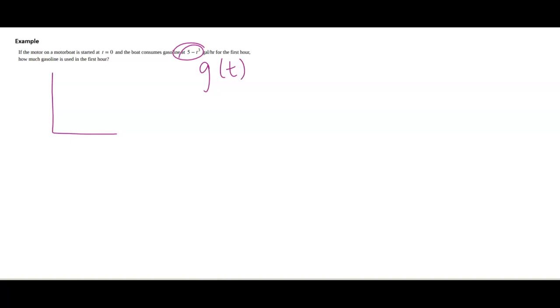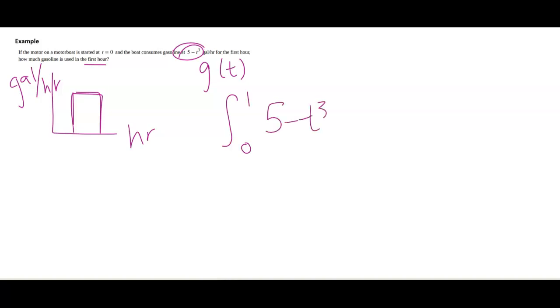Notice that g of t's units are gallons per hour. And then in my time, I'm looking at hour. So if I multiply gallons per hour times hour, I'm left with gallons. The way that I'm going to do that with calculus is I'm going to say, let's take the integral from 0 to 1, because time is 1 hour, of the rate of consumption. And if you're ever given a rate, you should know to integrate. If you're ever given a rate, you probably should be looking at integration.